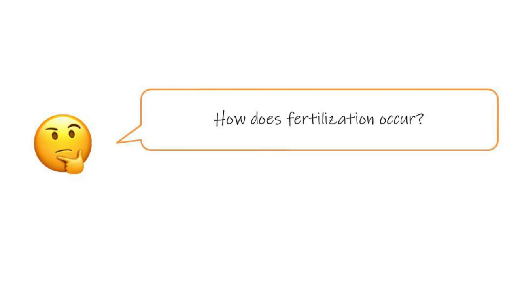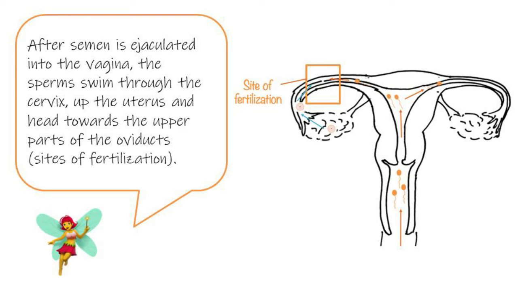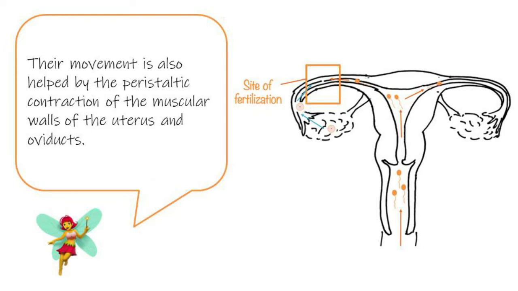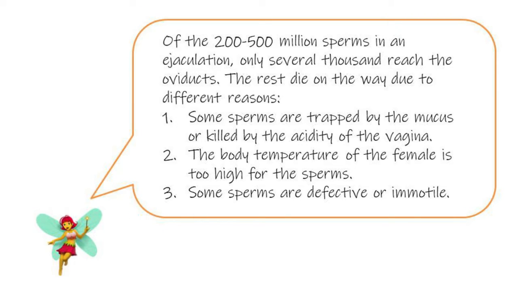How does fertilization occur? After semen is ejaculated into the vagina, the sperms swim through the cervix, up the uterus, and head towards the upper parts of the oviducts, the site of fertilization. Their movement is also helped by the peristaltic contraction of the muscular wall of the uterus and oviducts. Of the 200 to 500 million sperms in an ejaculation, only several thousand reach the oviducts. The rest die on the way due to different reasons.